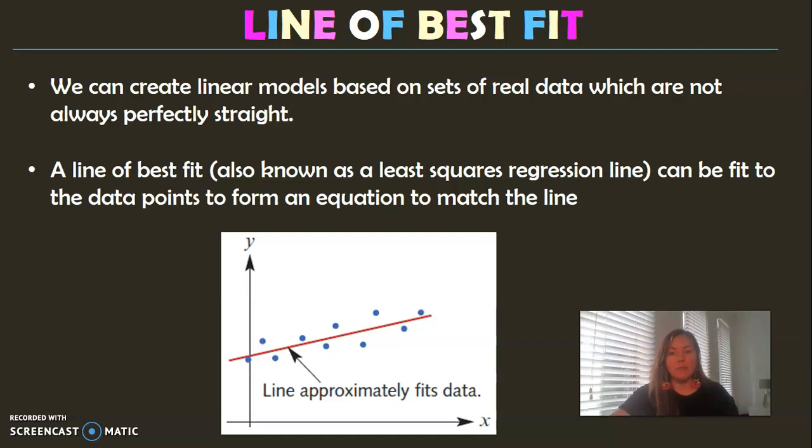That line is called the line of best fit. It's also known as a least squares regression line as we move through this course. The reason we have these lines is so that we can best model practical data, because practical data will not always be perfectly straight. This way, if we have a linear model that fits it, we can use the line or the equation generated from the line to help make predictions about the practical scenario.